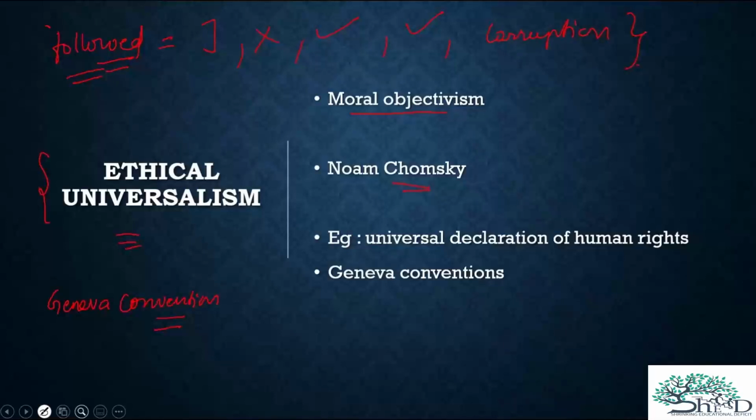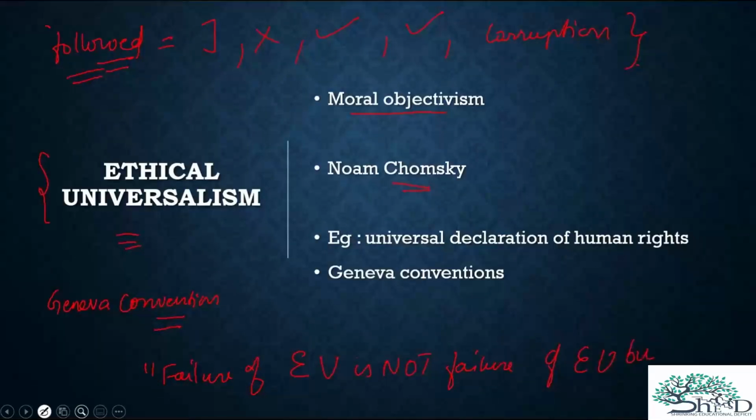One statement I would like to mention is that failure of ethical universalism is not failure of ethical universalism, but failure of society. That means if the principle of ethical universalism fails in some society, it is not the fault of the principle, but of the society which followed it. They did not follow it properly, hence it led to issues.